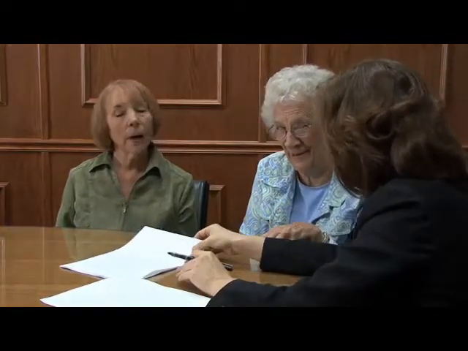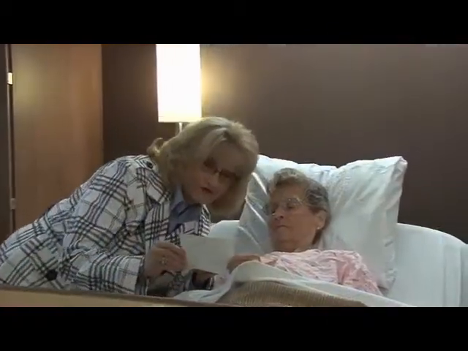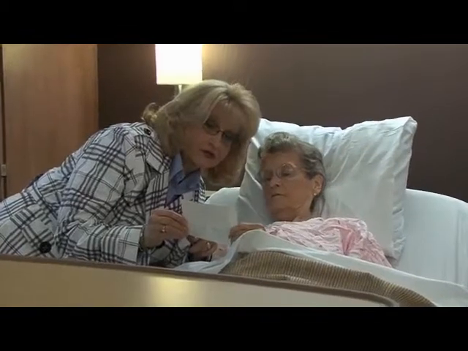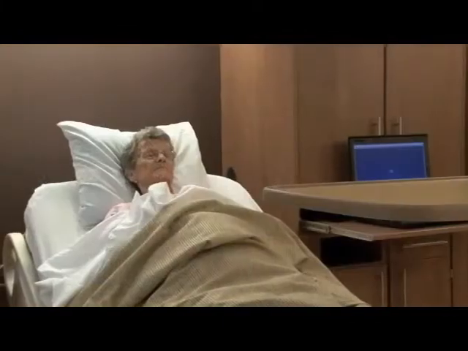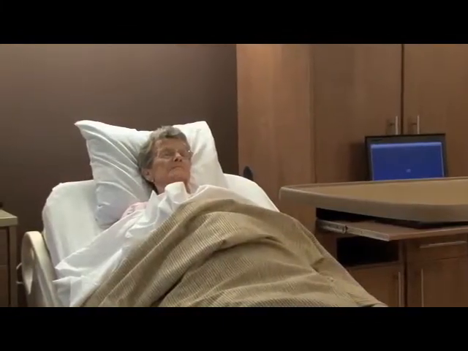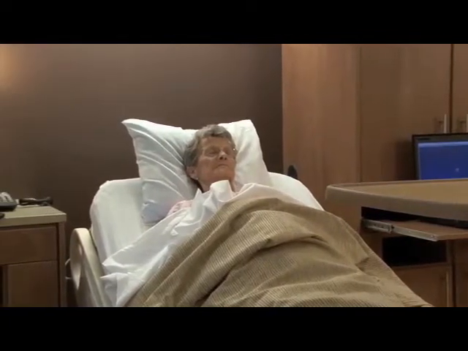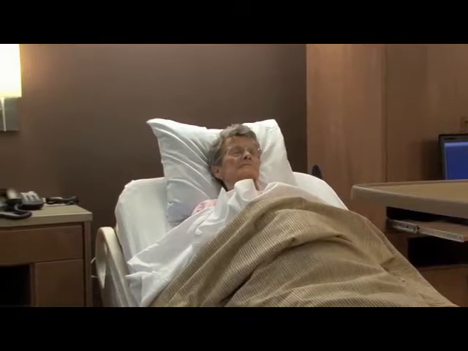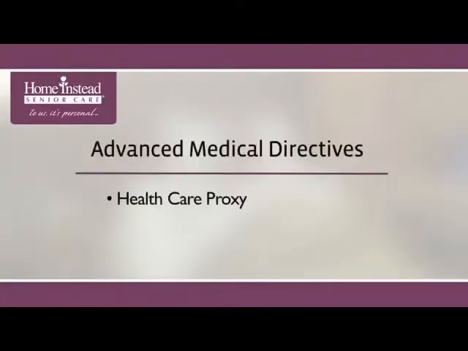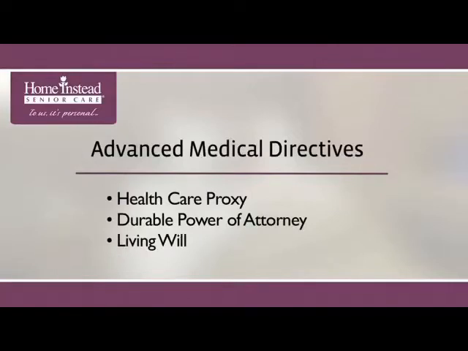for any reason. The next three forms that you may want to suggest to your parents are called Advanced Medical Directives. These forms pertain to treatment preferences and the designation of a surrogate decision maker in the event that your parents should become unable to make medical decisions on their own behalf. Advanced directives generally fall into three categories: healthcare proxy, durable power of attorney, and living will.